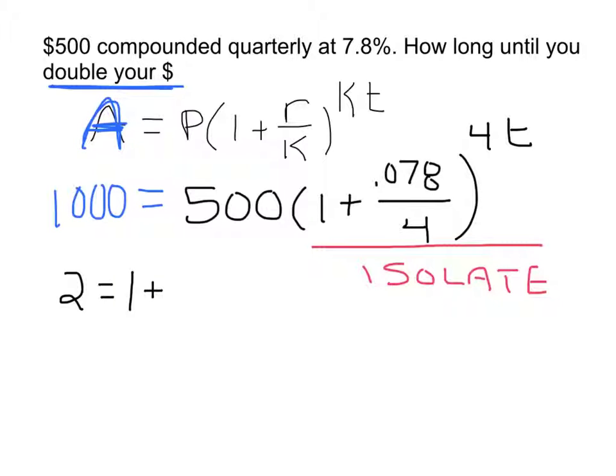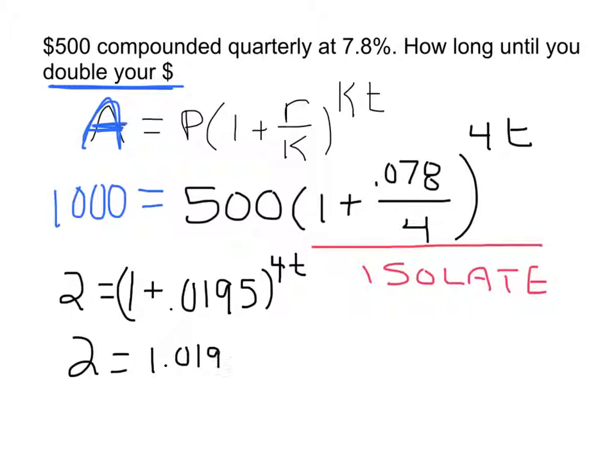That's 1 plus 0.0195 to the 4t power. And it might make it easier for you to think about it if you wrote that as 1.0195 to the 4t power.